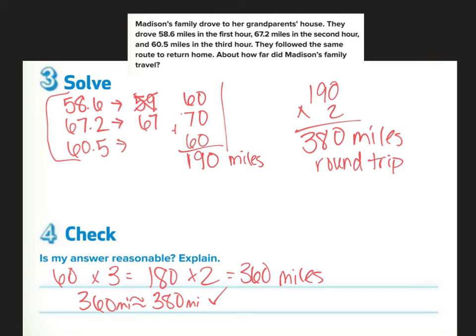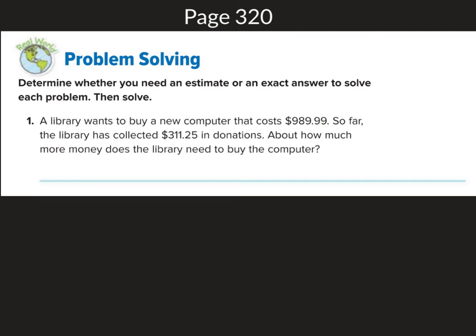Okay. Let's do one more, I guess. Okay, determine whether you need an estimate or an exact answer to solve each problem, then solve. Page 320. A library wants to buy a new computer that costs $989.99. So far, the library has collected $311.25 in donations. Now, here's the problem. These are all estimating ones. Now, when you do your work, it's not going to be all estimating ones, so pay attention, please. About how much more money does the library need to buy the computer?